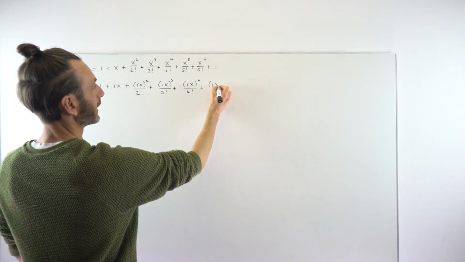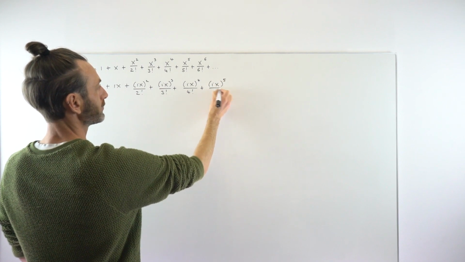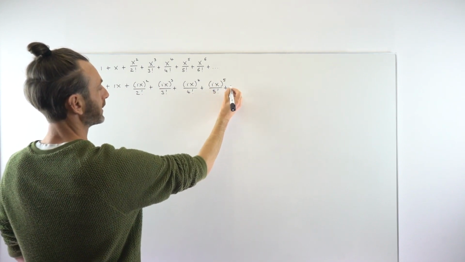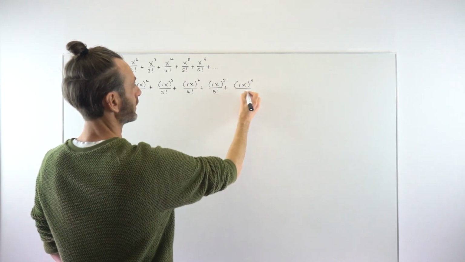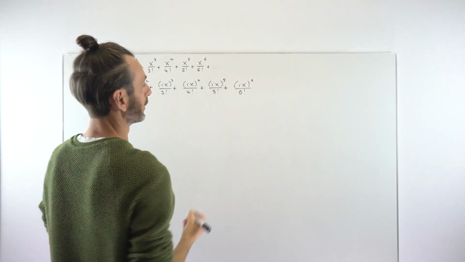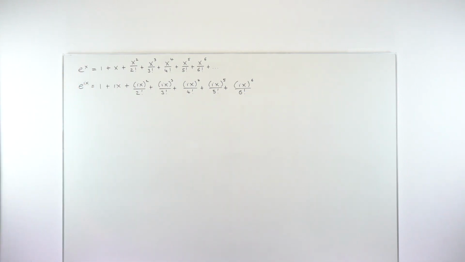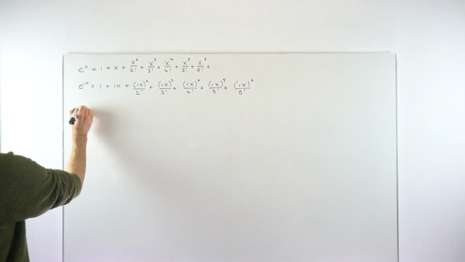And what we want to do next is, well, a couple of things. First of all, I think we should get rid of those little brackets. I'm just going to do one more, so (ix) to the power of 6 over 6 factorial. And then we want to think about how we can simplify that. So let's take a line of working just to get rid of those brackets.